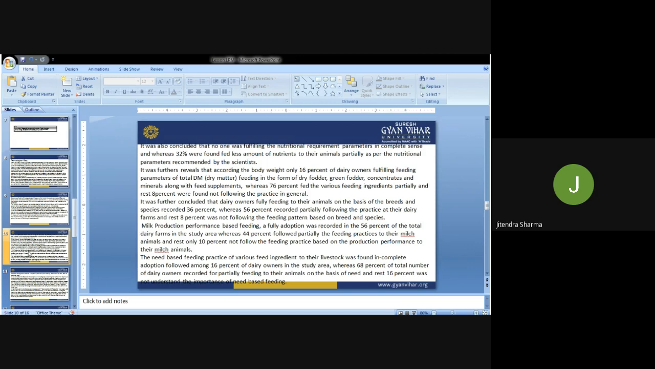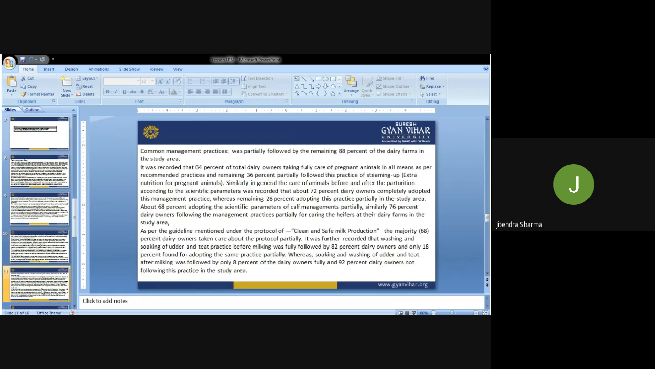Milk production performance based feeding, full adoption was recorded in 56% of farmers, because they are unorganized but commercial farms, so they know if the animal is giving milk, and they pay a little attention to that. 44% followed the practice partially, but 10% least bother what kind of production there is. They feed their animals as per their whims and wish and the availability of resources. The need-based feeding practice of various feed ingredients to their animals was completely adopted by only 16% of dairy farms, whereas 68% follow this practice partially.